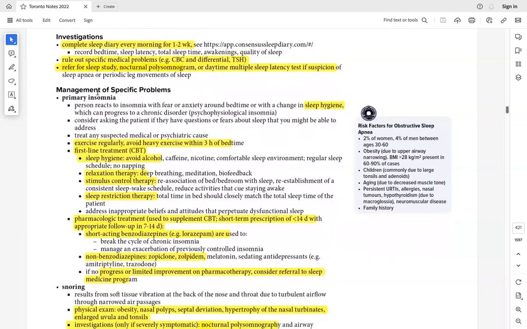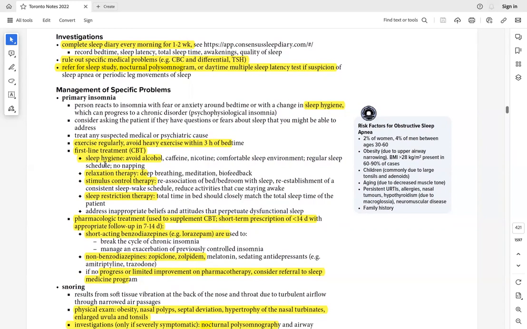So for primary insomnia, what is the treatment? First of all, we have to educate the patient about sleep hygiene. We have to tell the patient what sleep hygiene is and how he has to implement it, and that all of these things are part of sleep hygiene: avoid alcohol, caffeine, nicotine, a comfortable sleep environment, a regular sleep schedule, no napping. So these are all part of it.